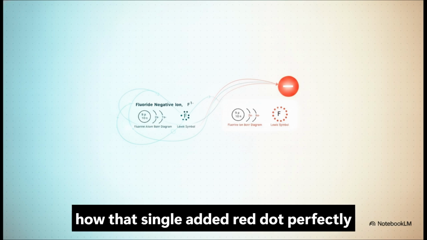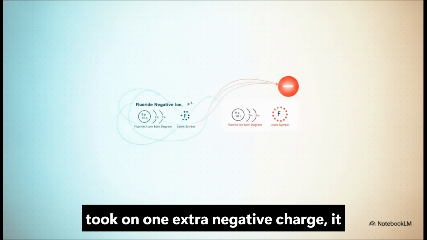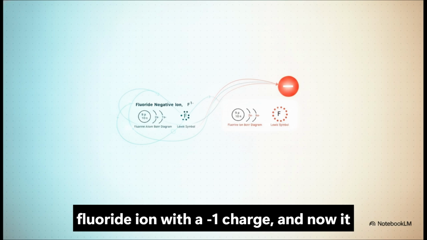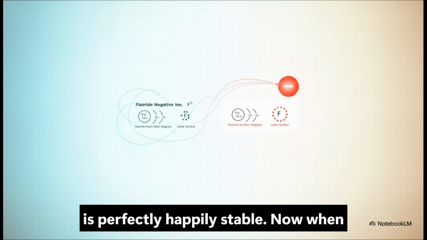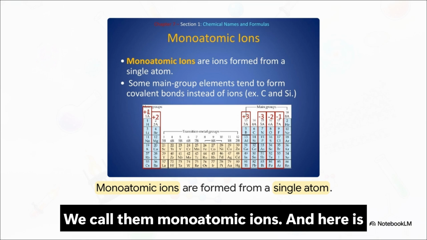Notice how that single added red dot perfectly completes the circle of 8? Because it took on one extra negative charge, it transforms from a fluorine atom into a fluoride ion with a -1 charge. And now it is perfectly, happily stable. Now, when these ions form from just a single atom, we call them monoatomic ions.